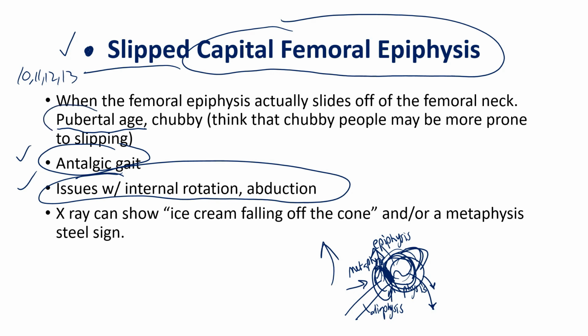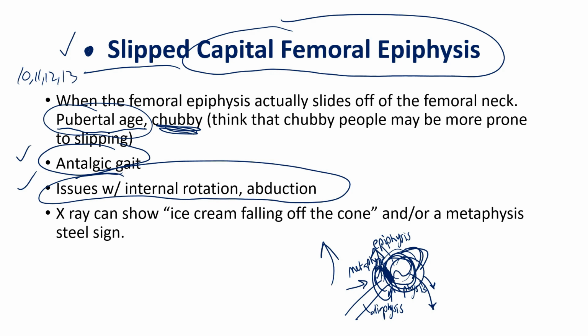So this is when the femoral epiphysis actually slides off the femoral neck, and this is going to be at the age of puberty, and they're usually chubby. So usually it's going to be a kid who's a little chubby, who's undergoing some type of activity, and then they always seem to limp afterward.